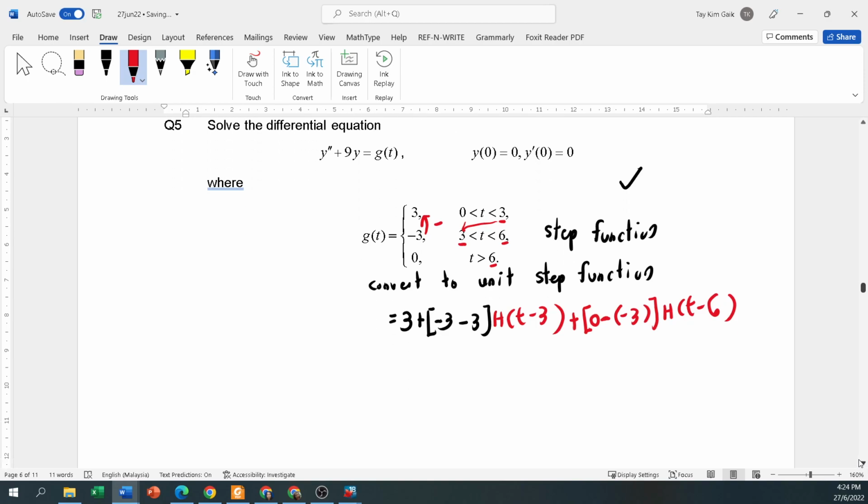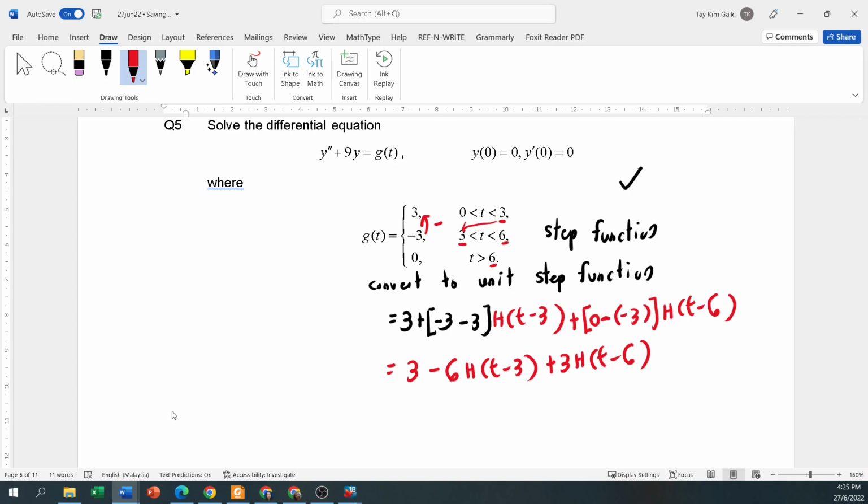Because if you go wrong at the g(t), then the whole thing is gone. So 3 minus 6 h(t minus 3) plus 3 times h(t minus 6). So this is the correct g(t) after you convert to unit step function. So 3 minus 3 minus 3, so minus 6 h(t minus 3); 0 minus negative 3 becomes positive 3 h(t minus 6). Then you take the Laplace transform on both sides.